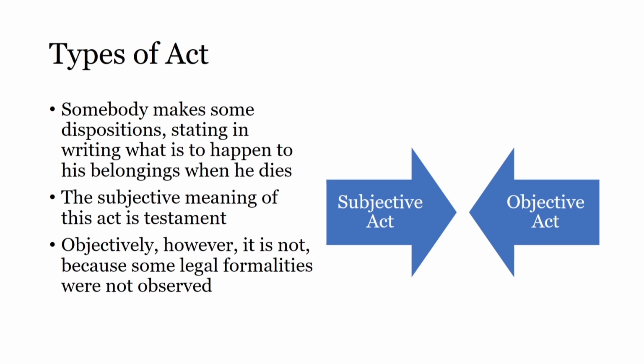So this is the meaning of will. Suppose someone makes some dispositions and states in writing, okay, this will happen when I die. What is the meaning of this act? The meaning of this act in the subjective sense is that this act is the act of testament writing, the act of will writing. And what is the objective meaning of this act? Subjective you have understood, but what is the objective meaning of this act?